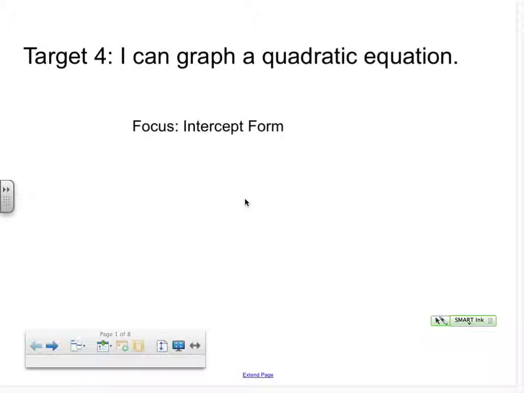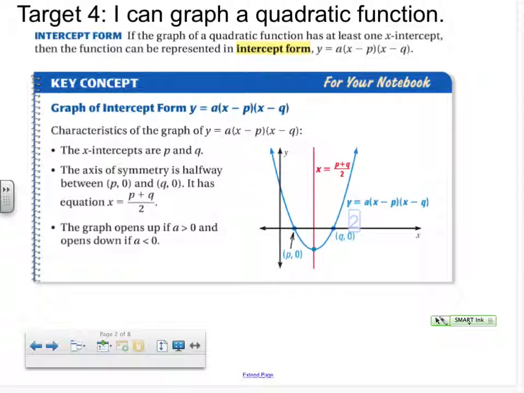Algebra 2, Target 4, I can graph a quadratic equation. Day 2, our focus is on intercept form. Intercept form for quadratic equations is y equals a times x minus p times x minus q. And what's nice about intercept form is we can find the x-intercepts just by looking at the equation.